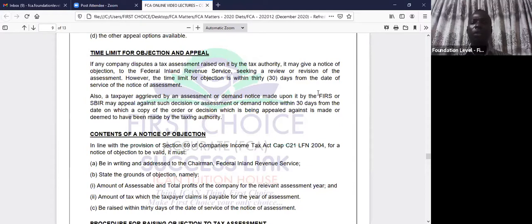Then you are going to also show your tax computation, the amount of tax you have calculated that you are liable to pay.